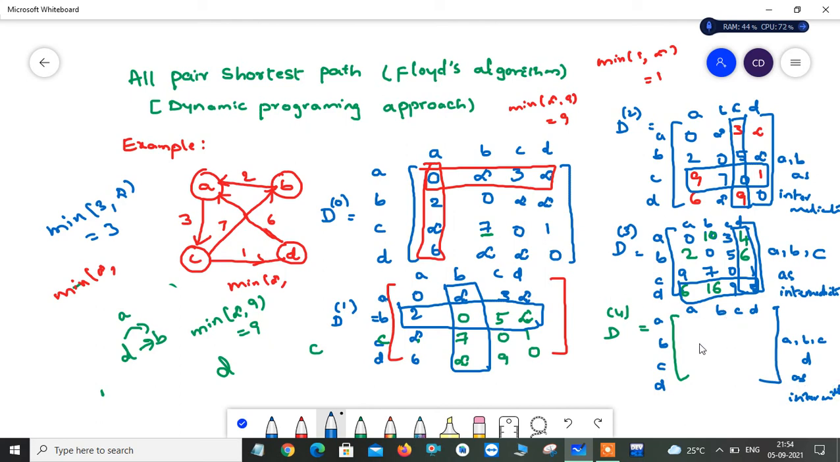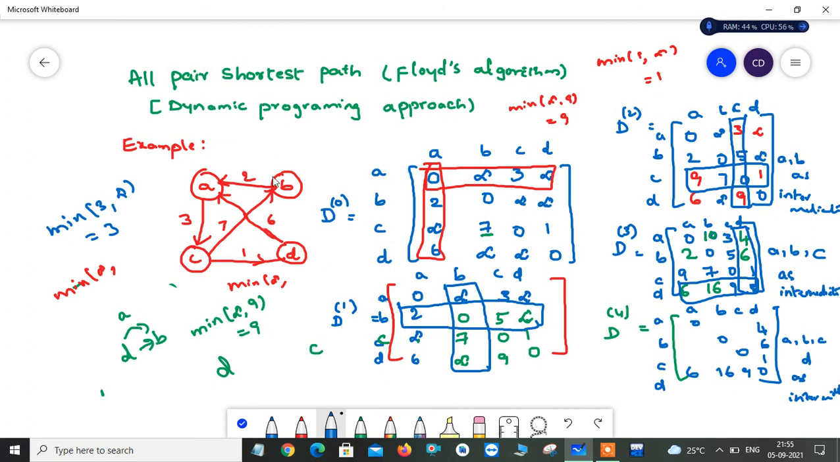Right? So now I can keep the D row and D column as common: 4, 6 and 1. So I can keep the values AA as 0, BB also 0 and CC as 0. So I'll try to find the remaining paths. So now I'm trying to reach from A to B. I didn't have any direct path, so that path is infinite.